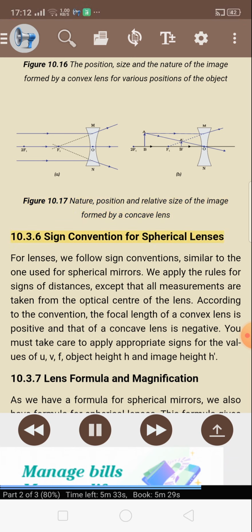10.3.6 Sign convention for spherical lenses. For lenses, we follow sign conventions similar to the one used for spherical mirrors. We apply the rules for signs of distances, except that all measurements are taken from the optical center of the lens. According to the convention, the focal length of a convex lens is positive and that of a concave lens is negative. You must take care to apply appropriate signs for the values of u, v, f, object height h, and image height h'.